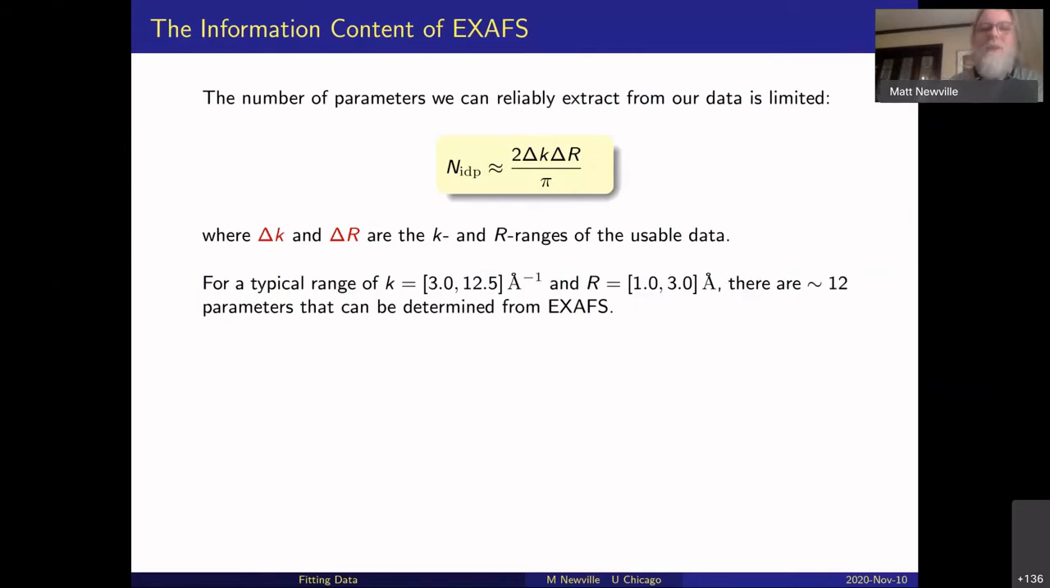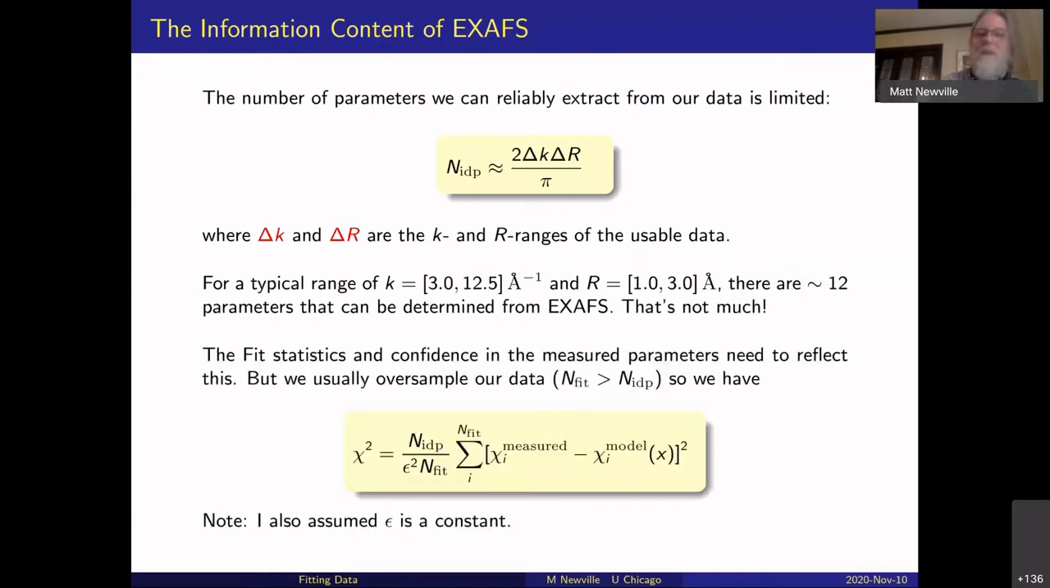Those values are correlated. The right way to think about it is how many independent points do you have in a limited K and R range? And that is the right way. Whether it's +1 or +2, that doesn't matter so much. But for a typical data range, there are about 12 parameters that you can determine from XAS. That's not much, but you only have 1 or 2 shells.